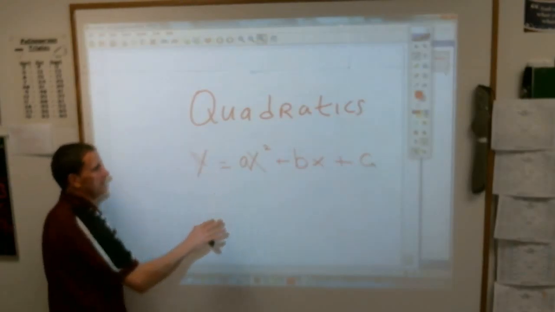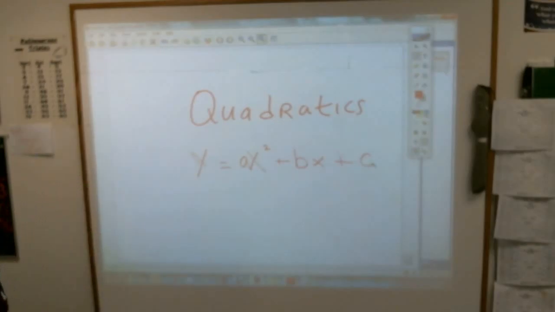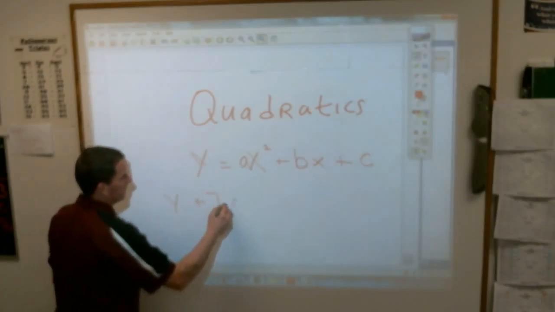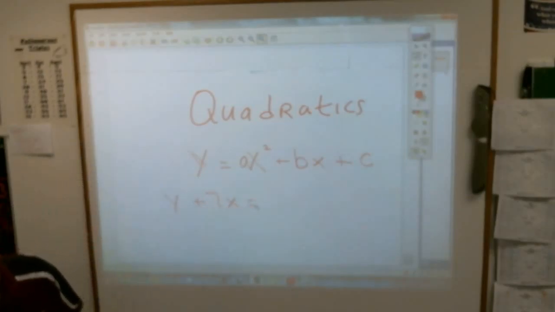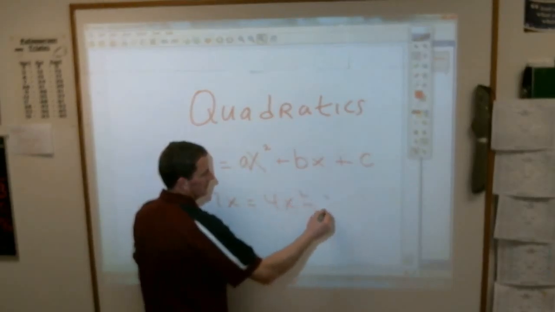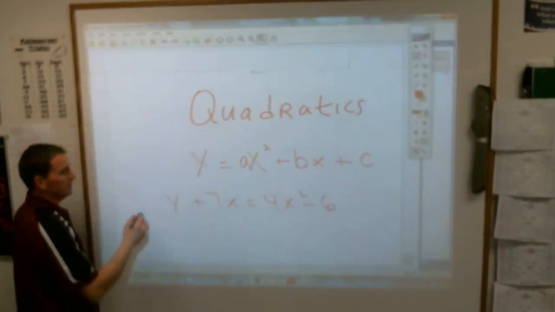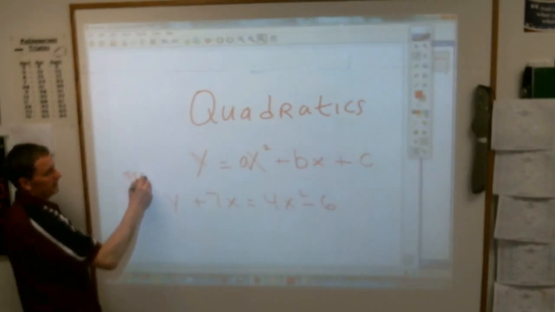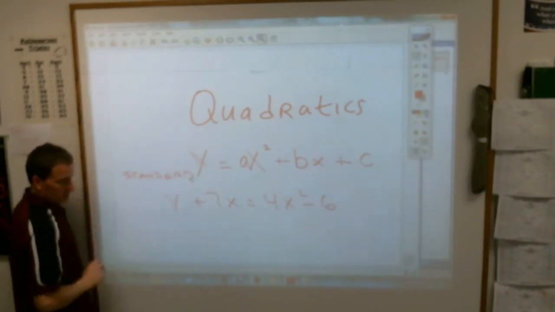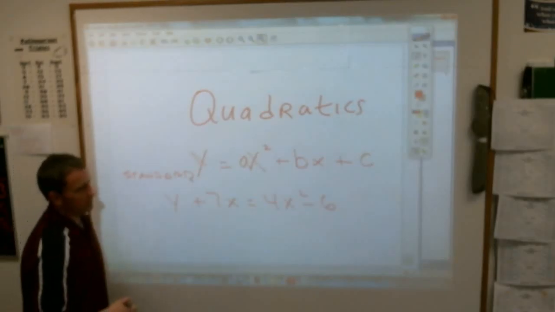And the only reason they give this to you is because they're going to tell you to take this. They're going to say, here you go, you have y plus 7x equals 4x squared minus 6. And they're going to ask you to change that so that it's in the standard quadratic form. There's nothing hard about this.